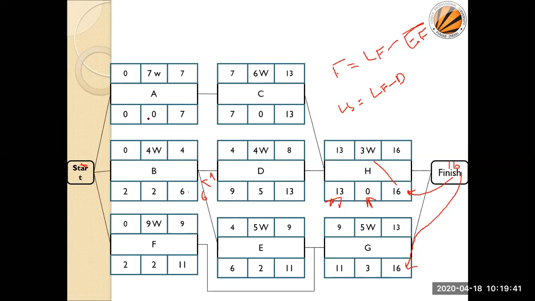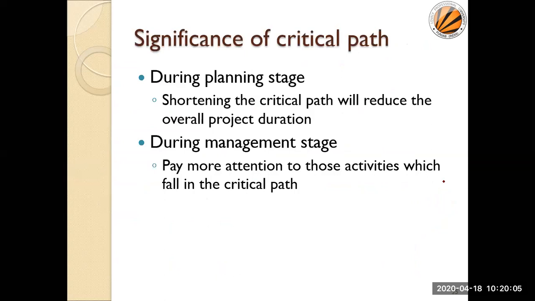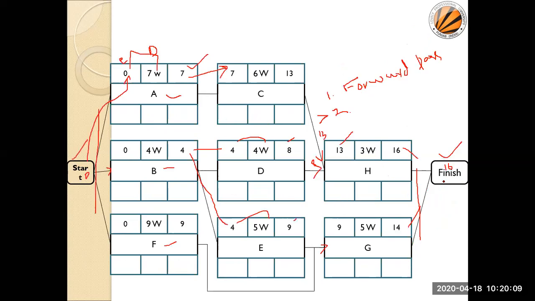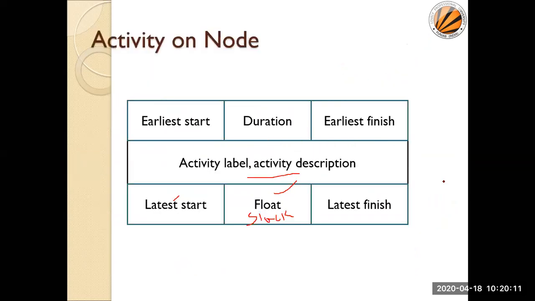In short, wherever there is 0, these are all my critical activities, critical tasks. And from start up till end, if there is a certain path which has this float time 0, that path is known as my critical path. As per this example, ACH is my critical path. Okay, sir. Clear? Yes, sir. Clear, sir.